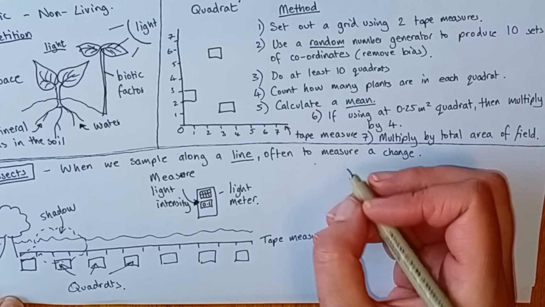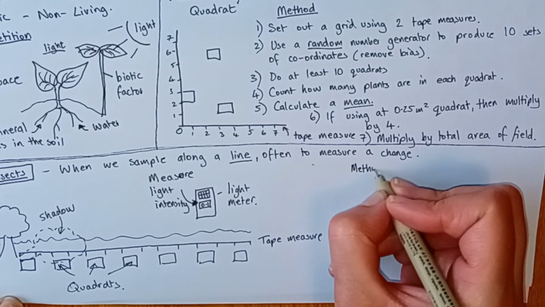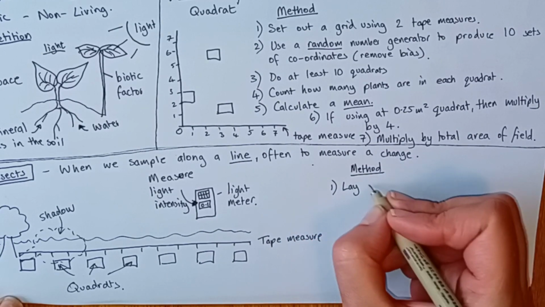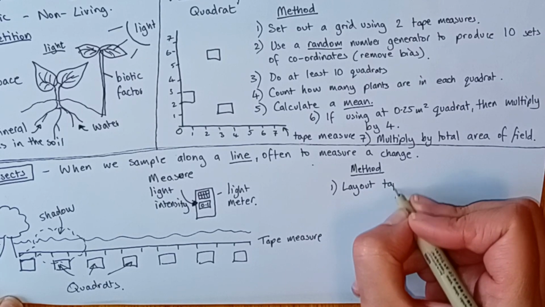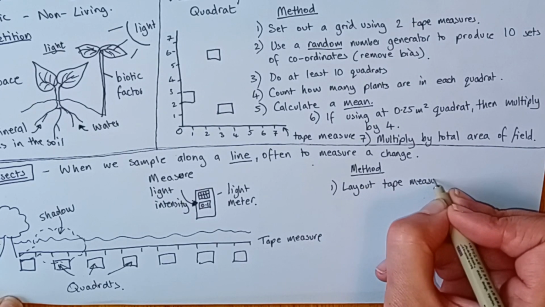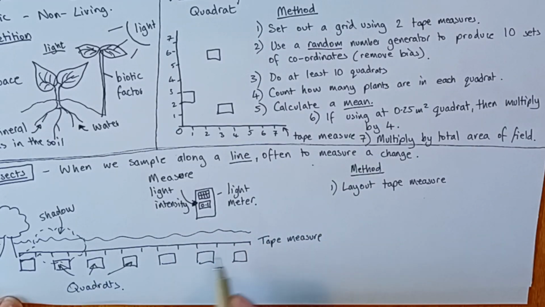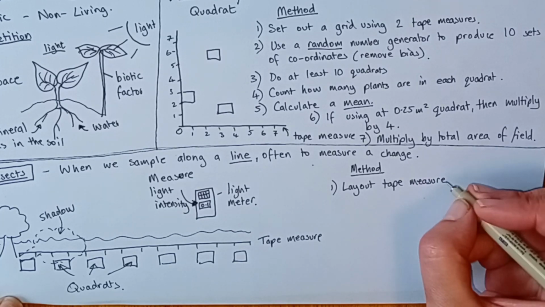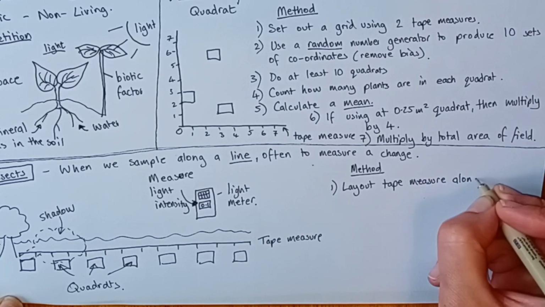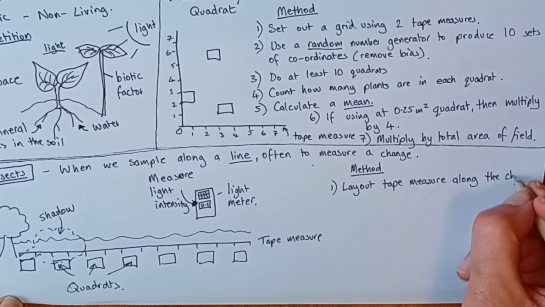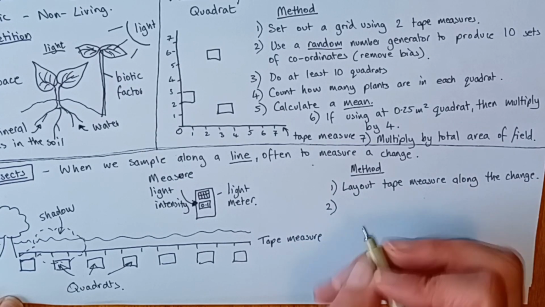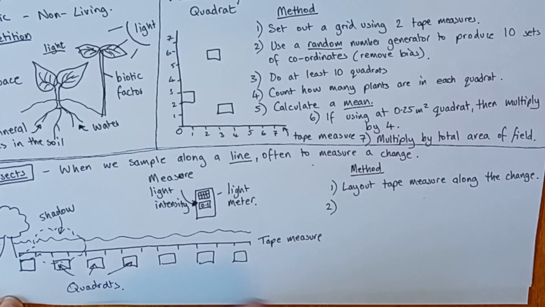All right, so again, we could get asked a method on this. So number 1, you'd lay out your tape measure along whatever change it is you're doing. In this one, it was light intensity. It could be going up a hill. It could be going across a footpath, looking at the effect of trampling. So along the change. Number 2, you're going to put a quadrat down every 5 metres or every 2 metres. I've done it every 2 metres.